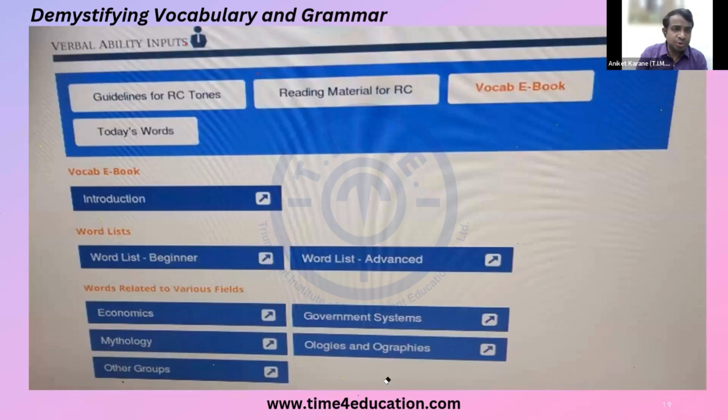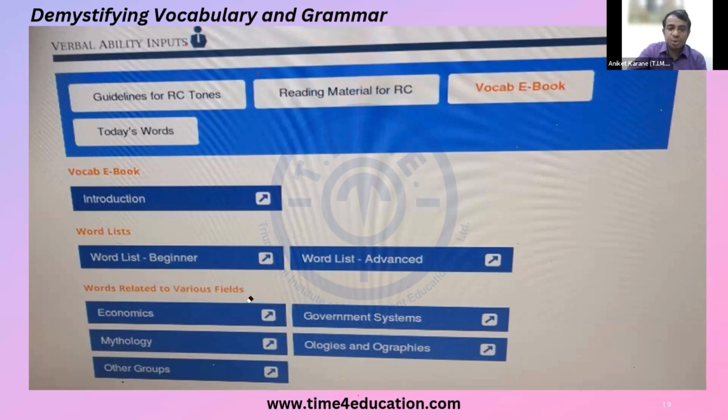So if you are a TIME student, this is what your homepage has. I've just put up a screenshot of it so that you know where it is. In verbal ability inputs, you have reading material for RC, you have vocab ebooks, you have guidelines for RC tones, you have today's word, you have word list beginner, word list advanced. See, I would not recommend going to the word list per se, because word lists are lists of words. Something that you have never read will not help you. So if you have read and you make a word list for yourself, that should work, but not that.